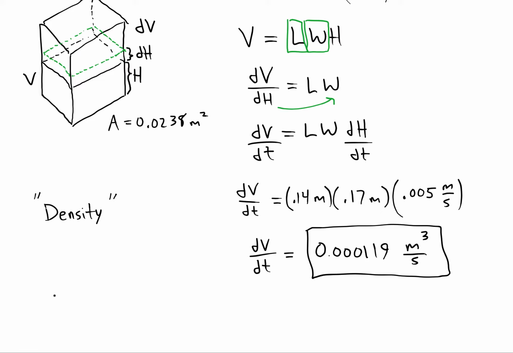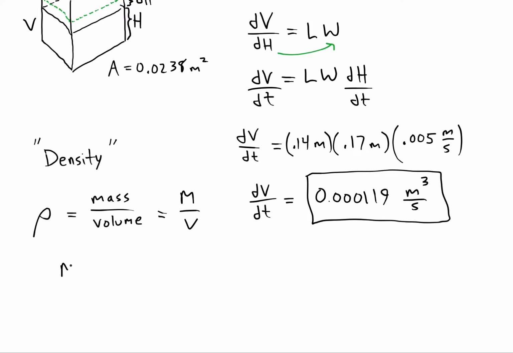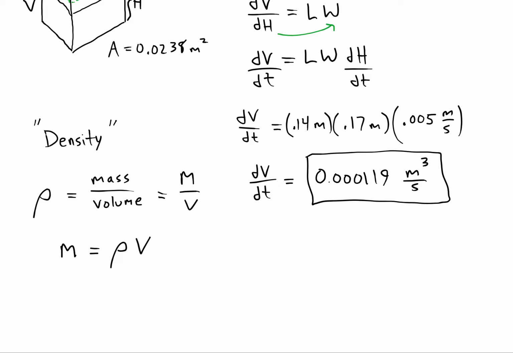And density could have the letter D or rho, which would be sort of like a cursive P. And that would be the mass divided by the volume. So if we rearrange the formula, the mass is the density times the volume. Alright, then we could do that differential idea one more time. Do it on both sides. So dm equals rho times dV.